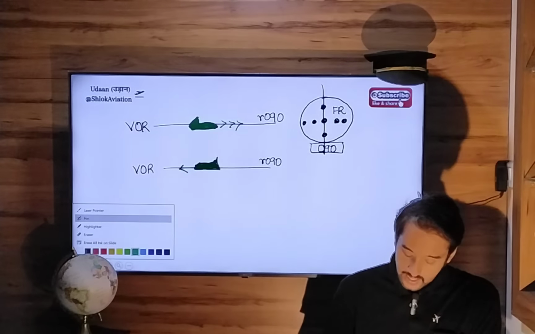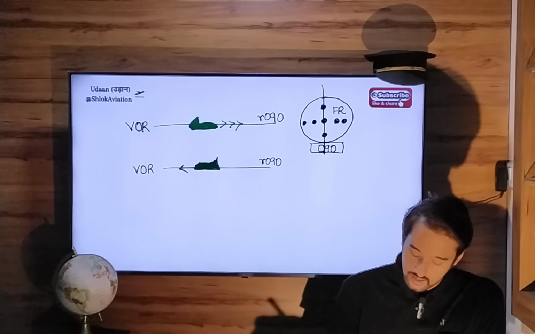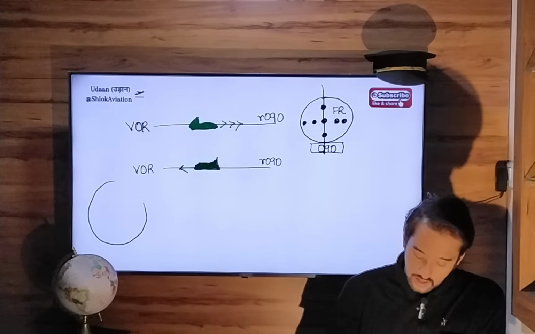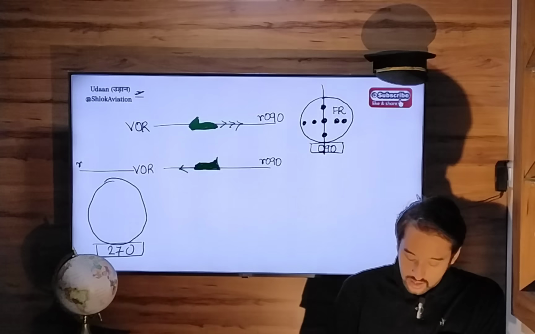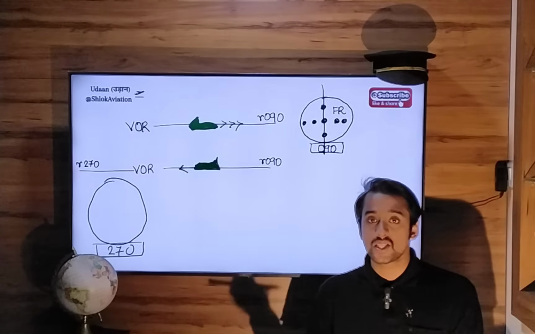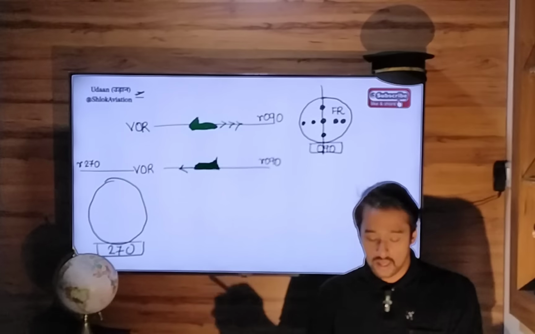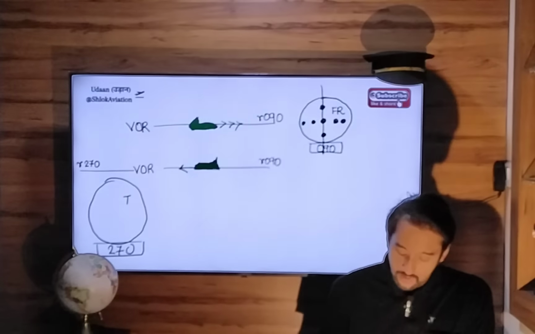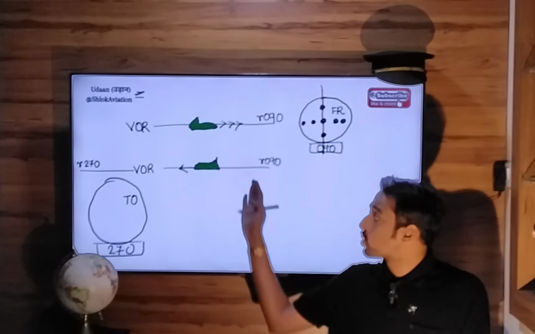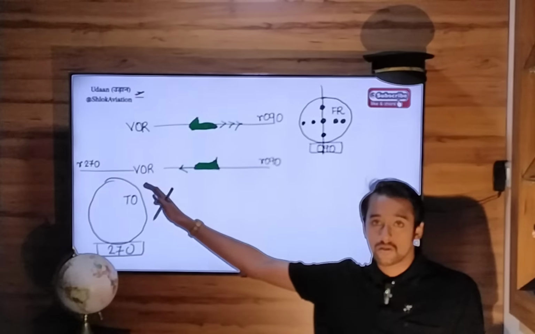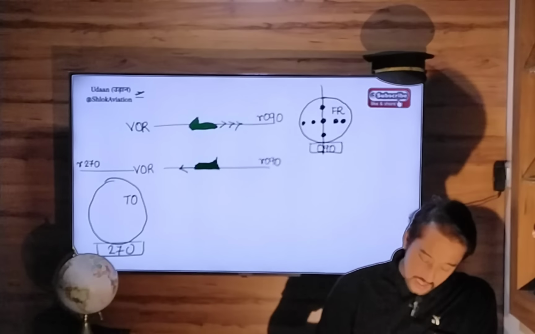In your OBS selector, to get a normal sensing, in your OBS setting, you will have to put 270, the reciprocal of radial 090, 270. When you put 270, you will get a TO indication, and that is your purpose of flight, that you want to go towards the VOR station or inbound. The CDI needle will stay in the center.